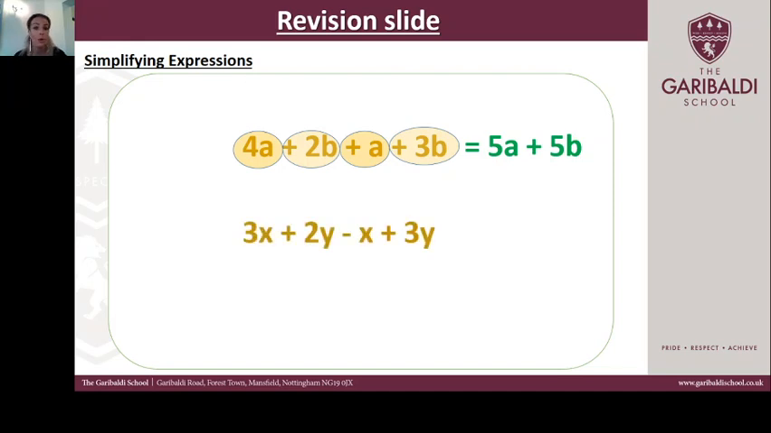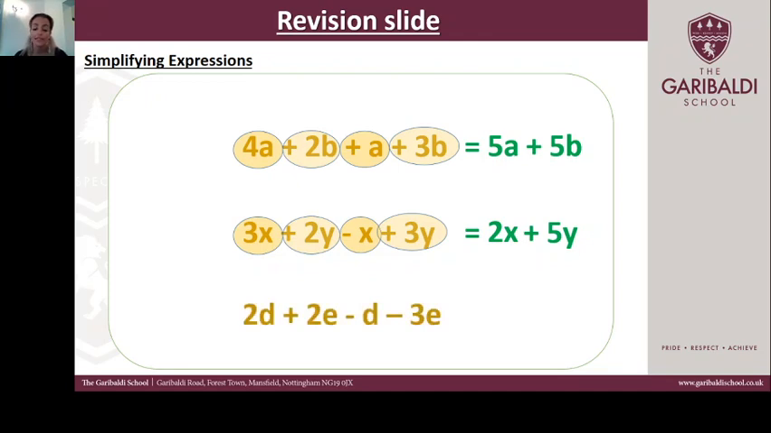Moving on then. So X's and Y's are separate. So let's start with the X's. 3x minus an x, which stands for 1, okay, gives us 2x. Then look at the y's. 2y plus 3y gives us plus 5y. So your last example, we've got d's and e's, so let's look at the d's to start with. We've got 2d minus 1d, which gives us 1d, but we don't write the 1, so it just is written as d. Then we've got 2e minus 3e. 2 minus 3 gives us a minus 1. We don't write 1 in algebra, so it just becomes minus e. So simplified, that expression becomes d minus e.